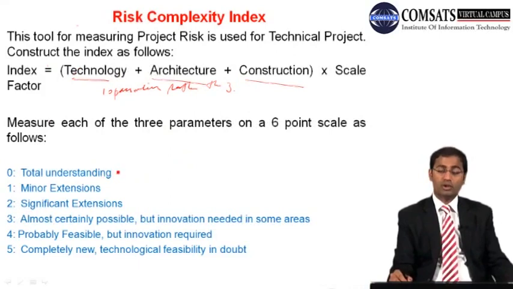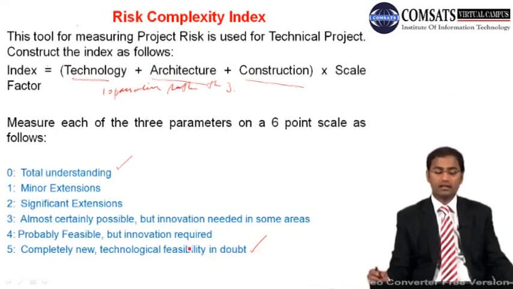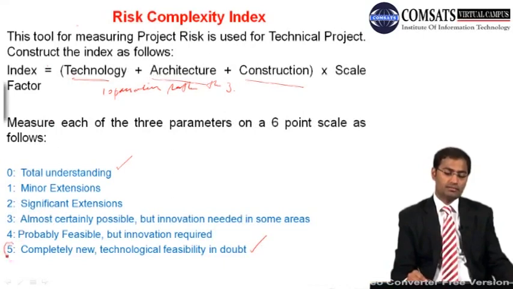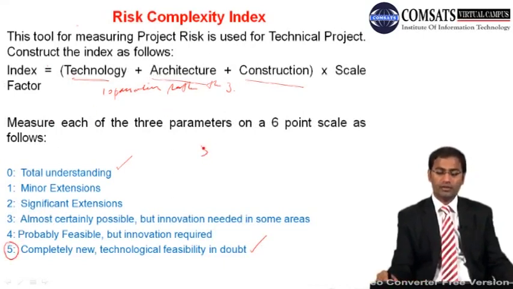So the scale number 1 is 0, total understanding, put 0, and put 5 for completely new, technological feasibility is in doubt. Okay? So if you have no idea at all about something, then you will use number 5, put it over there. So 5 for technology; for architecture, that is a minor extension, so you will use 1, so put 1 here. And for construction, almost certainly possible, but innovation needed in some areas, so you are in need of 3.